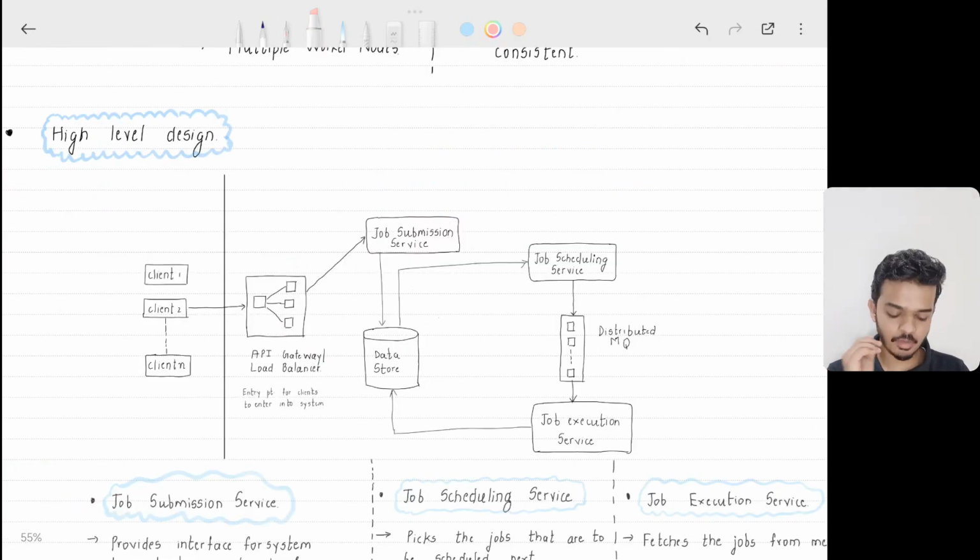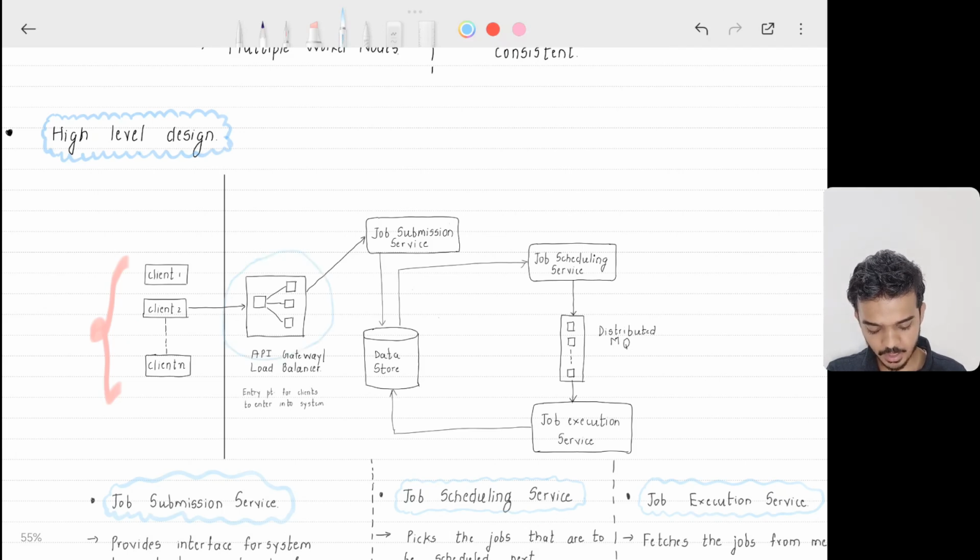Now let's see what the high level design of the system would look like. We have multiple clients, a lot of clients, and these clients would get entry into our system using an API gateway. So this is our API gateway.